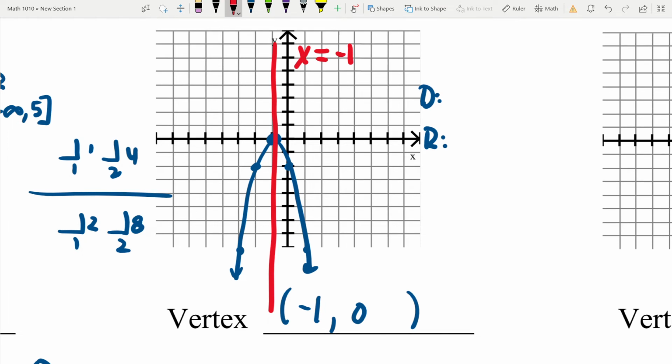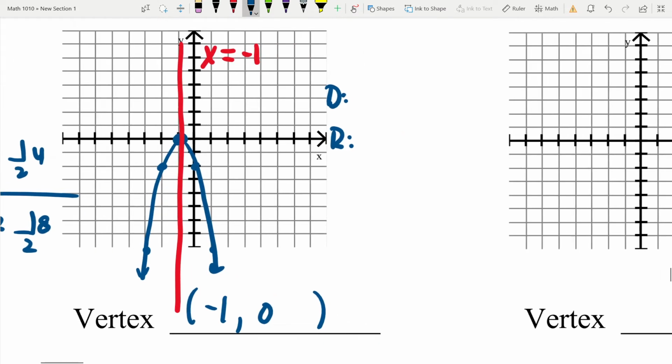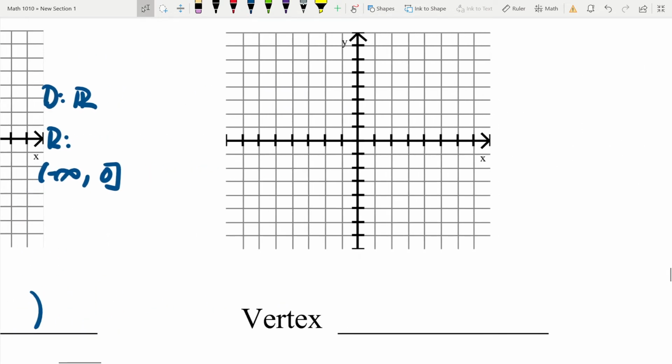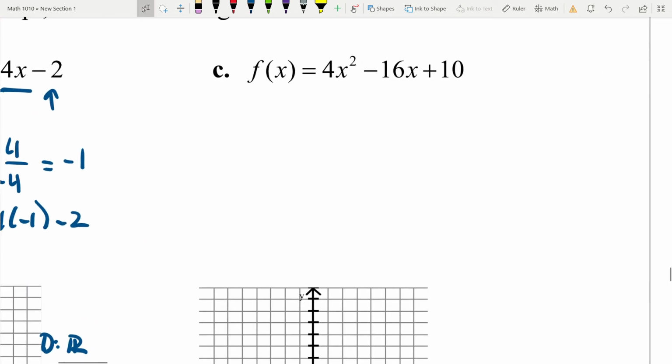Okay? Domain. Everybody in the room tell me what the domain is. All real numbers. The range is negative infinity to, tell me what it is. 0 with a what? With a bracket. Good.